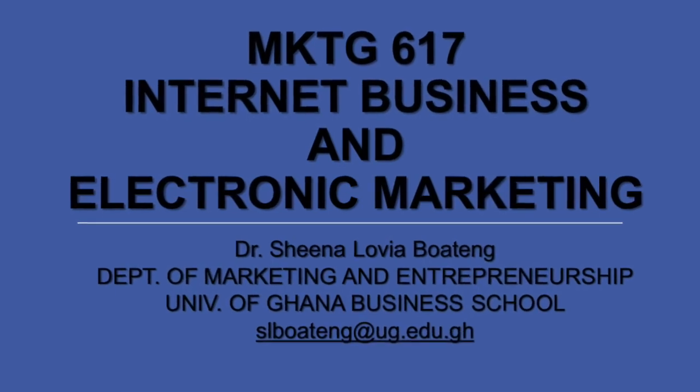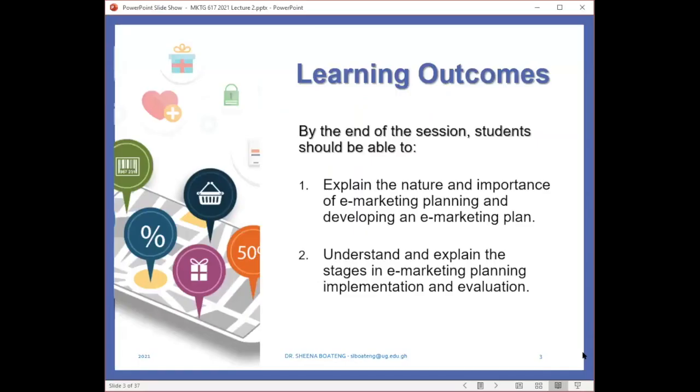This is our second session. And in today's session, we will be looking at the process of e-marketing planning and the end product of the e-marketing planning process, which is the e-marketing plan. As usual, by the end of the session, there are two main learning outcomes that we hope to achieve. The first one is to be able to explain the nature and importance of e-marketing planning as a process, and then developing an e-marketing plan. And then we will also be able to understand and explain the stages in e-marketing planning, its implementation, and evaluation.